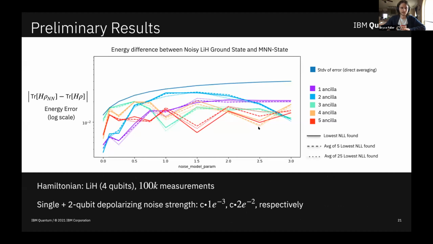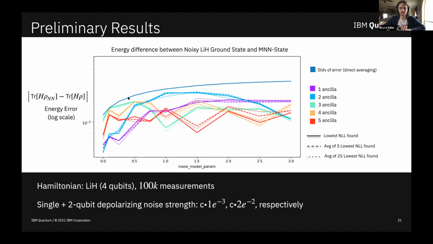So on this plot, I'm just showing some early data for these trained mixed neural networks. This is trained on a noisy lithium hydride ground state on 4 qubits. To be clear, this noise model is depolarizing noise of various strengths on each single and 2 qubit gate, multiplied by some constant, and that constant is this x-axis. So what's shown here is essentially the difference in energy that our neural network model achieved versus the exact noisy energy that it was trying to target.